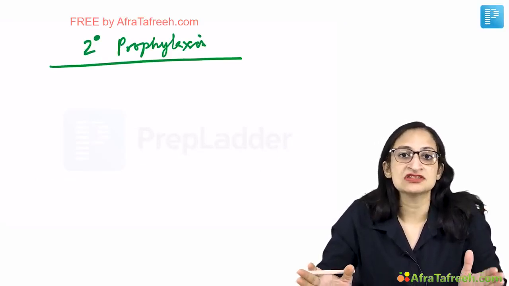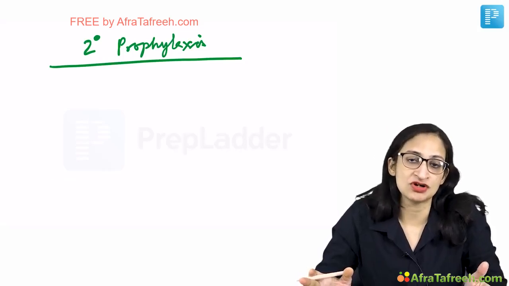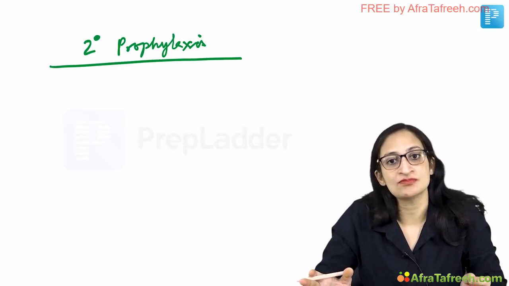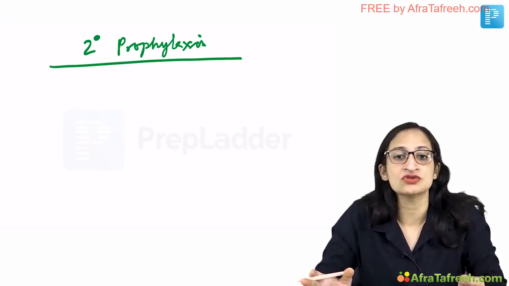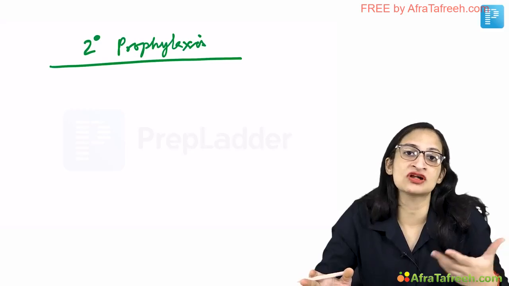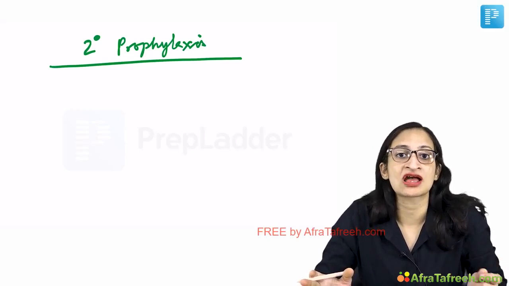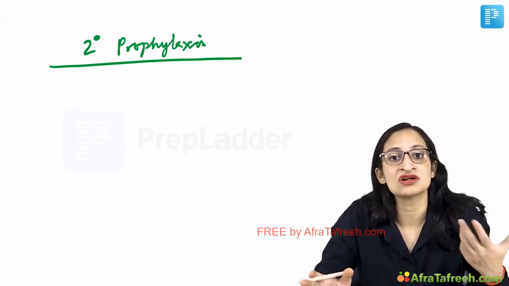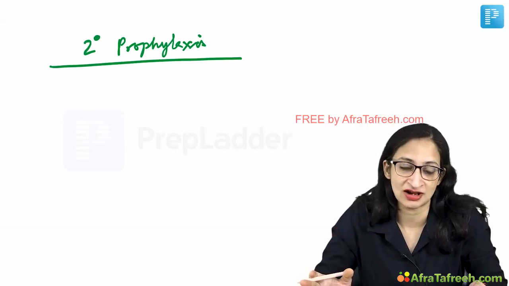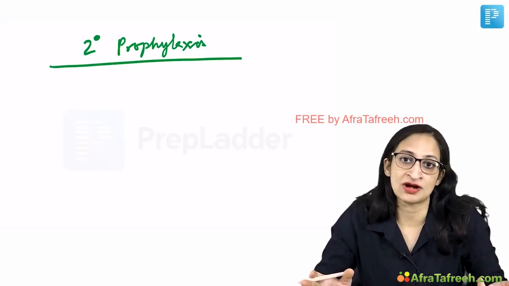Secondary prophylaxis means that in those individuals who have already been diagnosed with rheumatic fever, we still need to give some prophylaxis. And why is it so? Because repeated group A streptococcal infections may predispose to recurrence of acute rheumatic fever, and they may worsen the symptoms of the child. That is why secondary prophylaxis is also required.